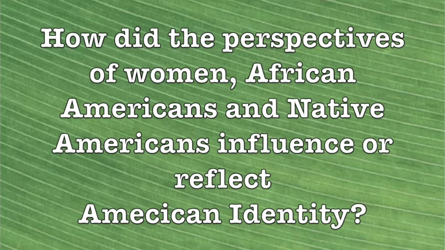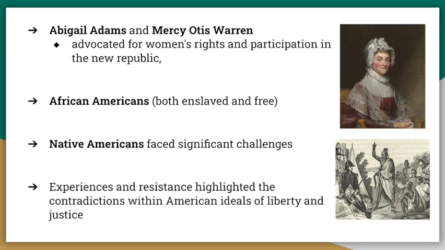What about the role of different groups in shaping American identity? How did the perspective of women, African Americans, and Native Americans influence or reflect this emerging identity? This time period was complex in terms of identity formation for different groups. Women like Abigail Adams and Mercy Otis Warren played crucial roles in advocating for women's rights and participation in the new republic, though full equality was far from achieved.